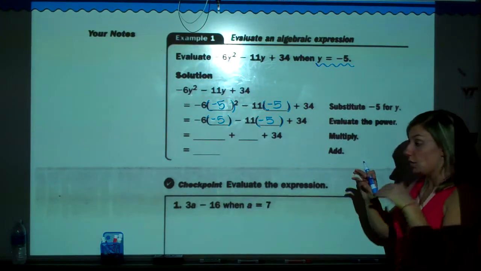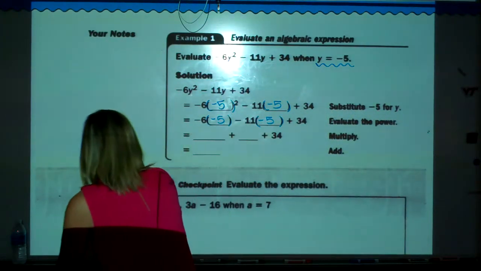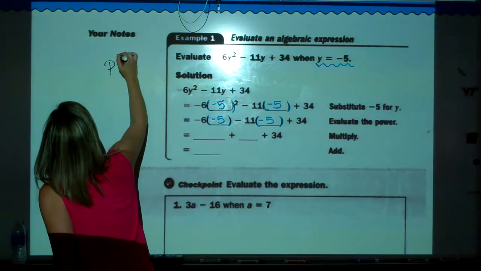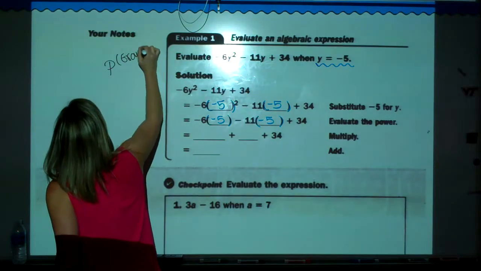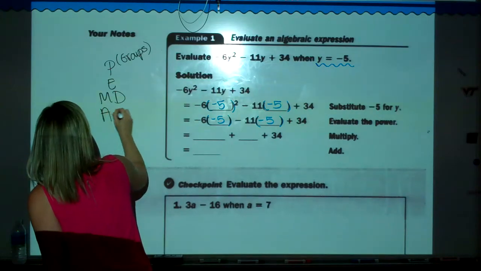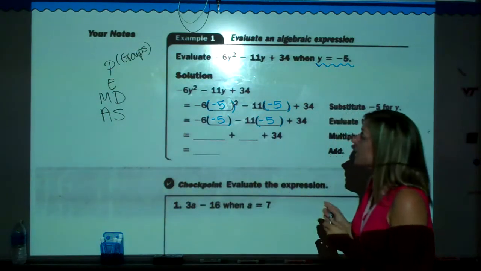So we substituted the -5 in. Now let's go through our order of operations. If you need PEMDAS, you can. Parentheses, but just remember that actually means groups. Any grouping. Exponents, multiply, divide, add, subtract. Okay?